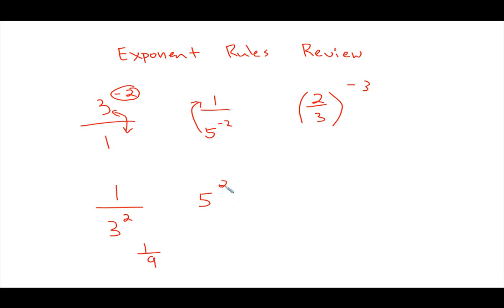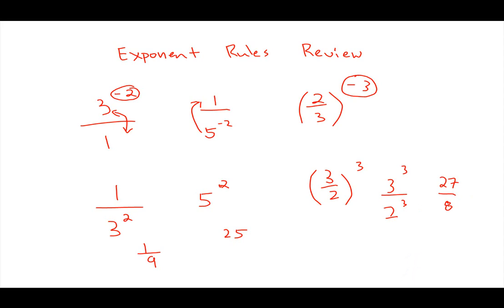So 5 to the 2nd, that's going to give us 25. So that'll be our final answer. Now, if you have a negative exponent and the base is a fraction, if you want to make the exponent positive, you can just flip the base. So it's 2 over 3 to the negative 3rd is the same thing as 3 over 2 to the 3rd power. So if we finish this problem, this is going to be 3 to the 3rd over 2 to the 3rd. So we're going to end up with 27 over 8. That would be our final answer.